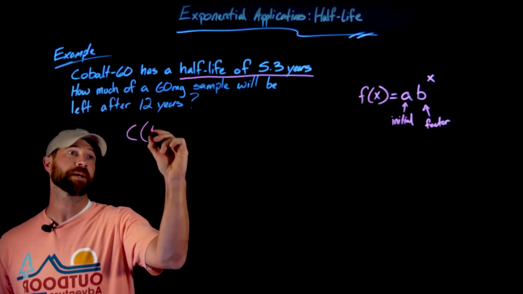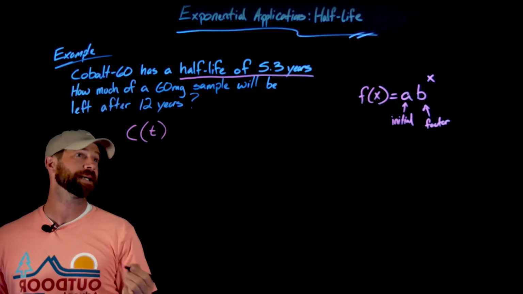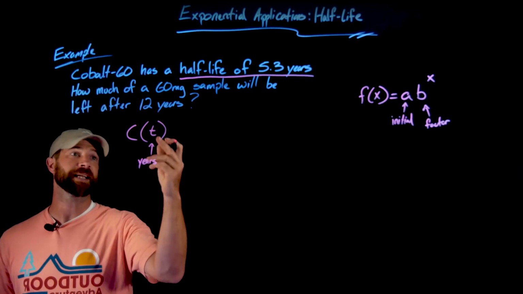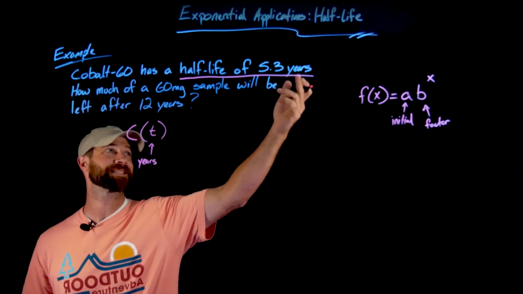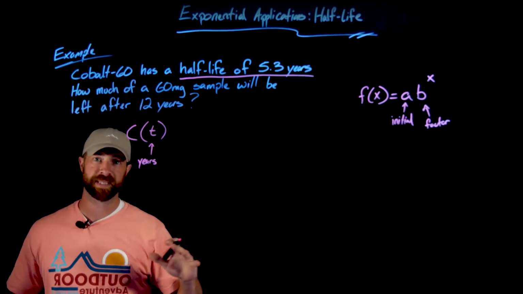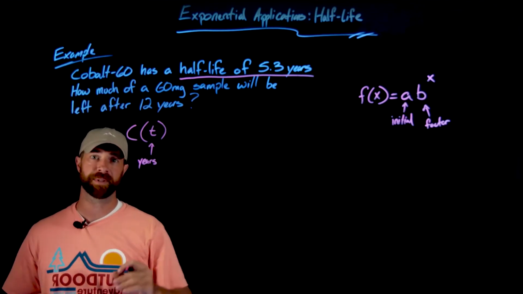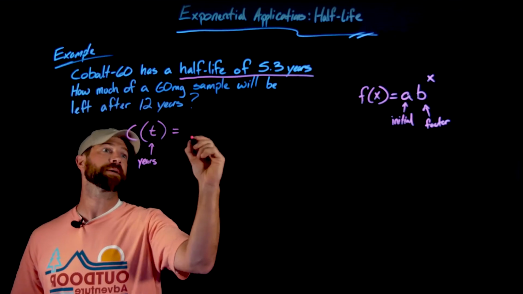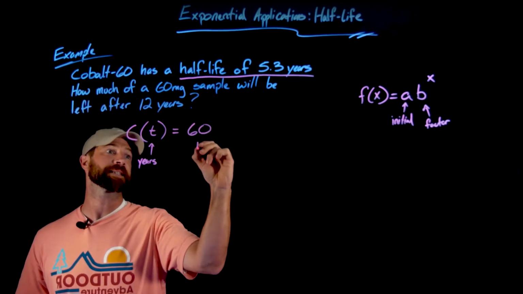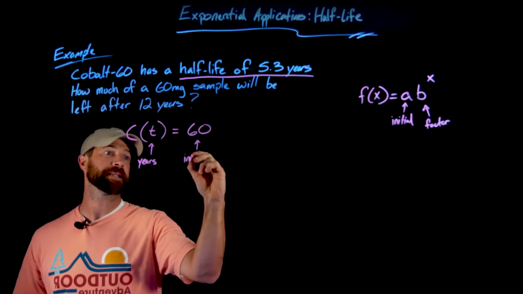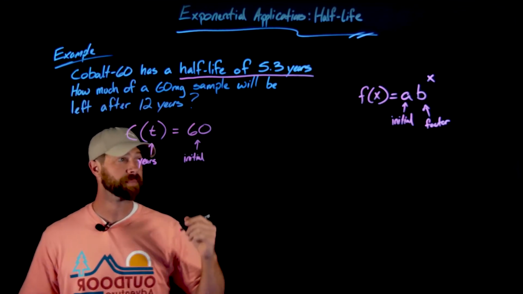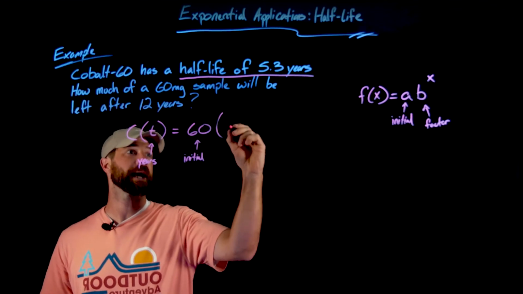So the amount of cobalt over time, and t in this case, time, will be in years. We can change this based on the information, but since they said the half-life is in years, I'm deciding that everything from now on, this function I'll be using is in terms of years. We have this initial amount, the 60 in this case, and again, this will always be that a value in our general exponential function. And now we know our factor is 1/2.